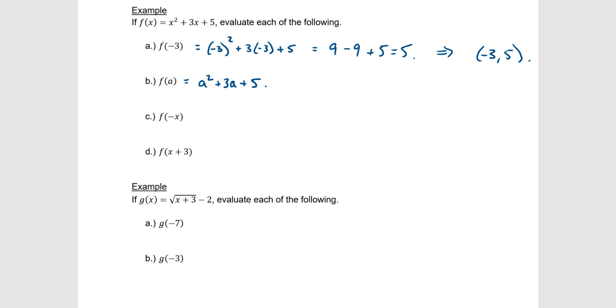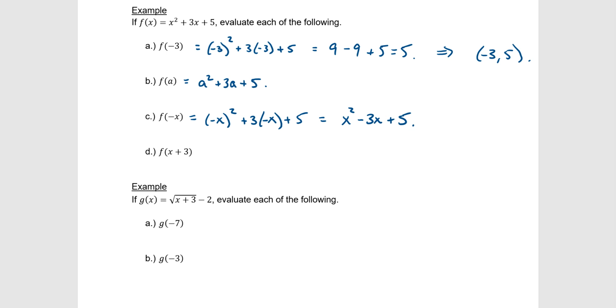Next one, f of negative x. Plug in a negative x everywhere there's an x. Negative x squared plus 3 times negative x plus 5. And then you have to simplify it. So simplifying it, negative x squared is positive x squared, and 3 times negative x is minus 3x, plus 5. Remember, we plugged in negative x to help us determine symmetry.